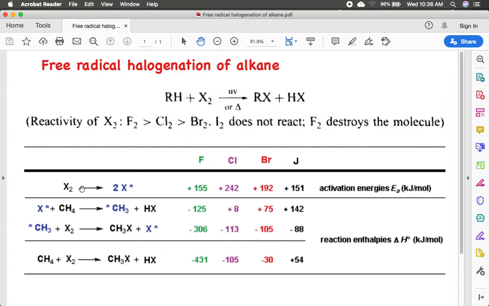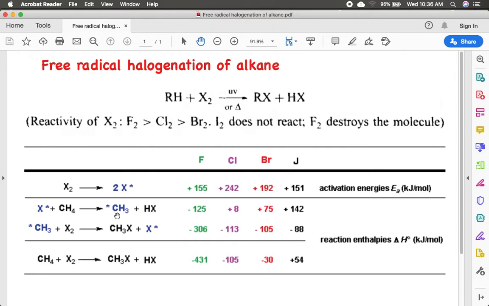This is a free radical reaction, and any free radical reaction involves three steps: chain initiation, chain propagation, and chain termination. The first step is the chain initiation. A free radical is formed from the halogen. This free radical enters the chain propagation step. This free radical reacts with methane to give a methyl free radical and hydrohalic acid.